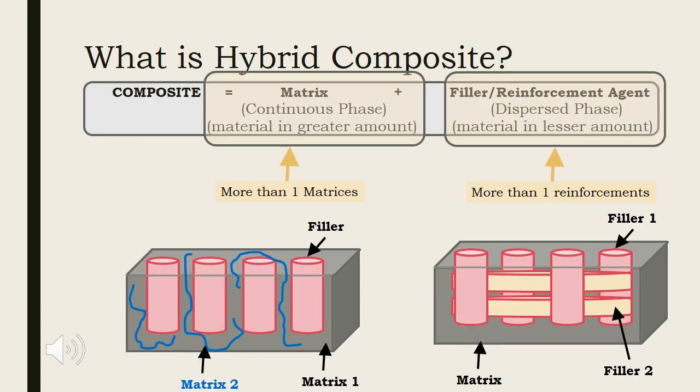Hybrid composite, often abbreviated to just hybrid, may be obtained by incorporation of two or more reinforcing agents within a single matrix, or it may have two or more resin systems, commonly called an interpenetrating network.